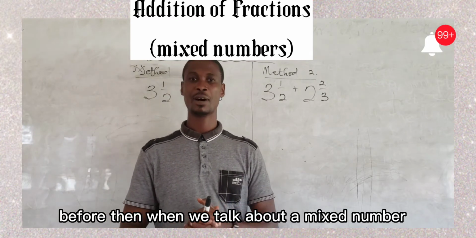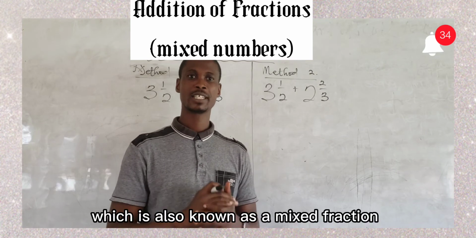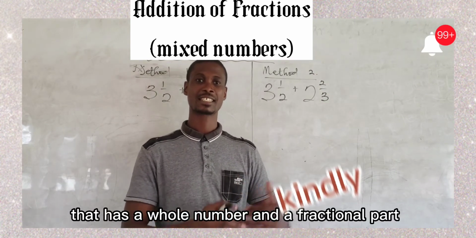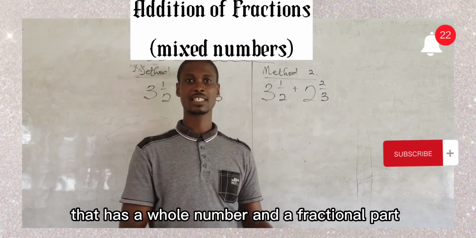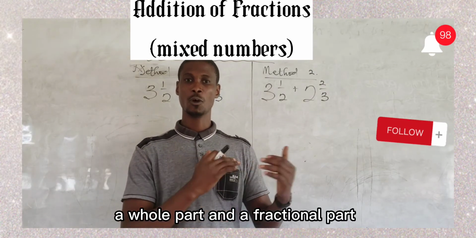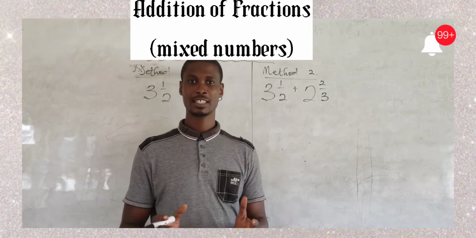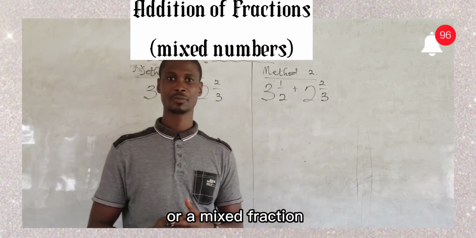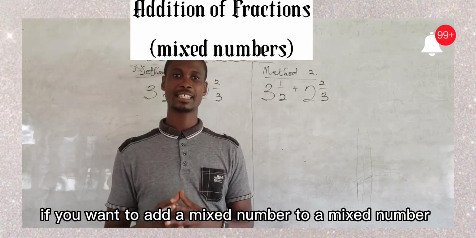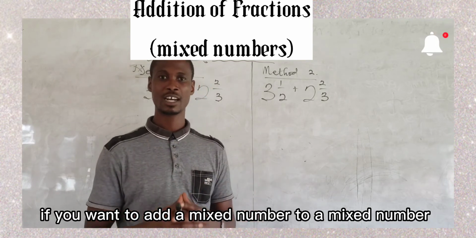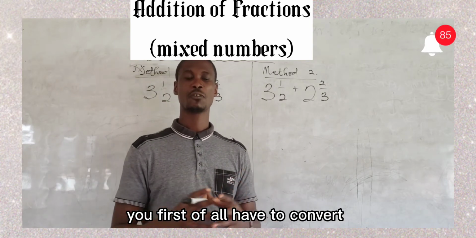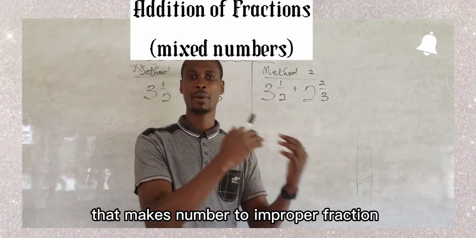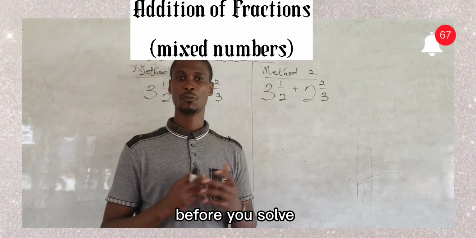Before then, a mixed number, which is also known as a mixed fraction, is a type of fraction that has a whole part and a fractional part. A whole part and a fractional part. That's what we call a mixed number or a mixed fraction. We were taught that if you want to add a mixed number to a mixed number, or to any fraction, you first of all have to convert that mixed number to an improper fraction before you solve.